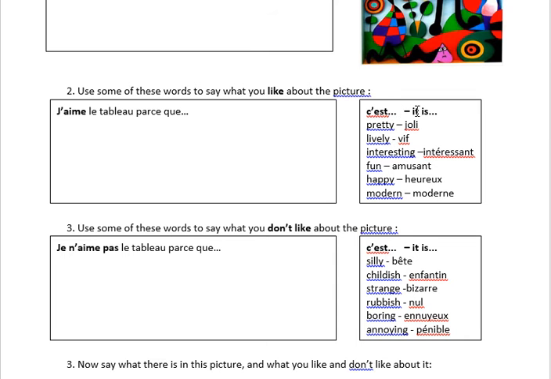Some of you managed to miss that word out. So you put I like the picture lively. You need the because it is. There's because, parce que. Okay, and c'est. And then je n'aime pas, for I don't like the picture because.